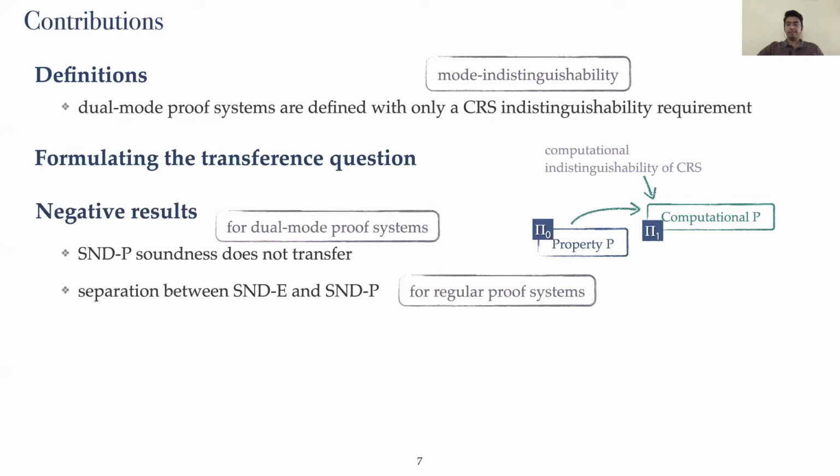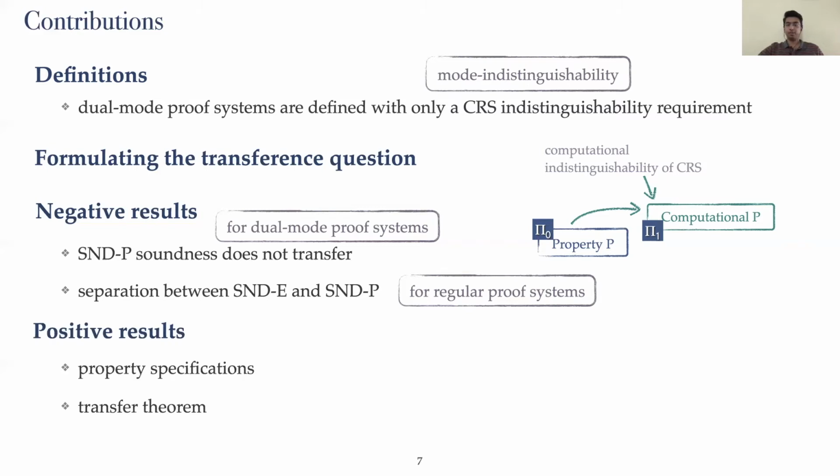We prove some negative results. We show via an explicit counterexample that the SNDP notion of soundness does not transfer between the two modes of a dual mode proof system. We also show, again via an explicit counterexample, a separation between the SNDE and SNDP notions of soundness. This result holds for regular proof systems. Both our counterexamples are based on the hardness of the decisional Diffie-Hellman assumption.